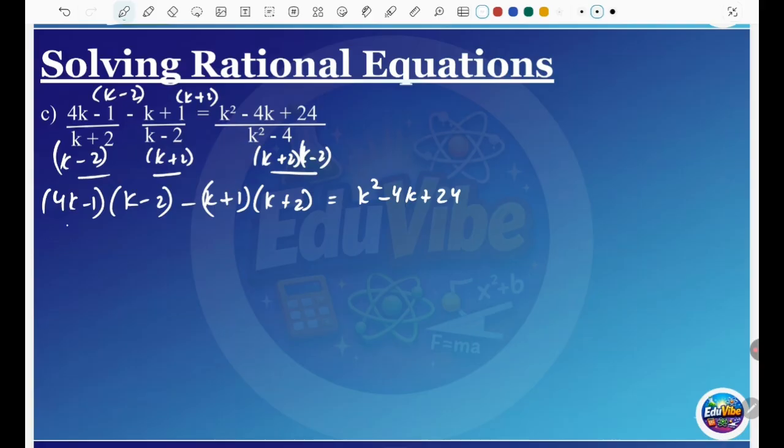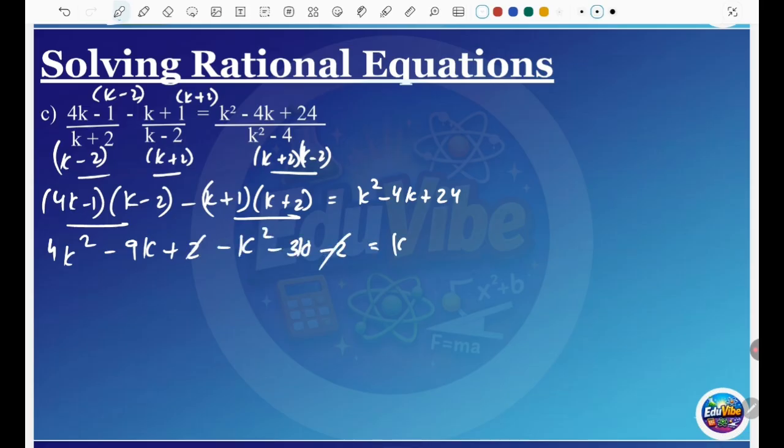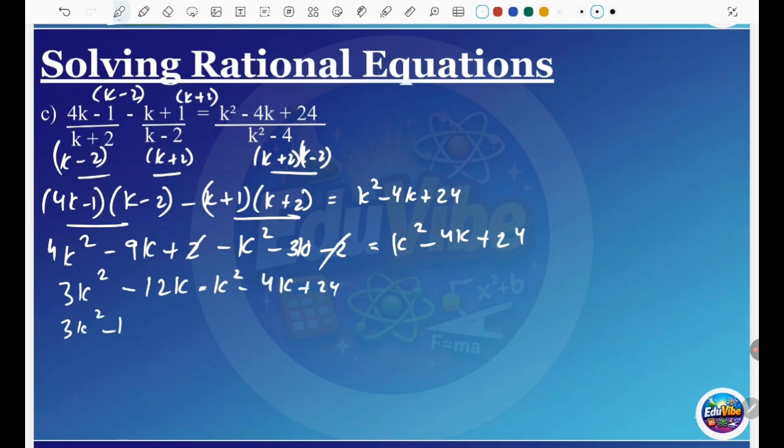So we have to do the distribution and then solve that. So we'll have 4k square minus 9k plus 2 minus k square minus 3k minus 2, which goes to the other side. Then we're left with 3k square minus 12k is equal to k square minus 4k plus 24. Now 3k square minus k square, minus 12k plus 4k, and we get minus 24.